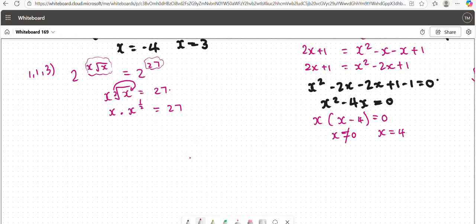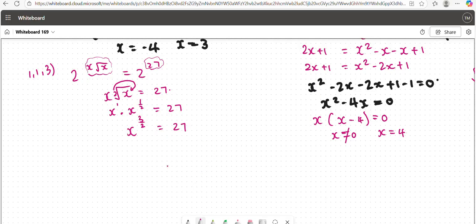And all of this is equal to 27. And those bases are the same. I can add now the exponents. So 1 plus a half would give me an exponent of 3 over 2. 1 plus a half is 1.5, which is 3 over 2.